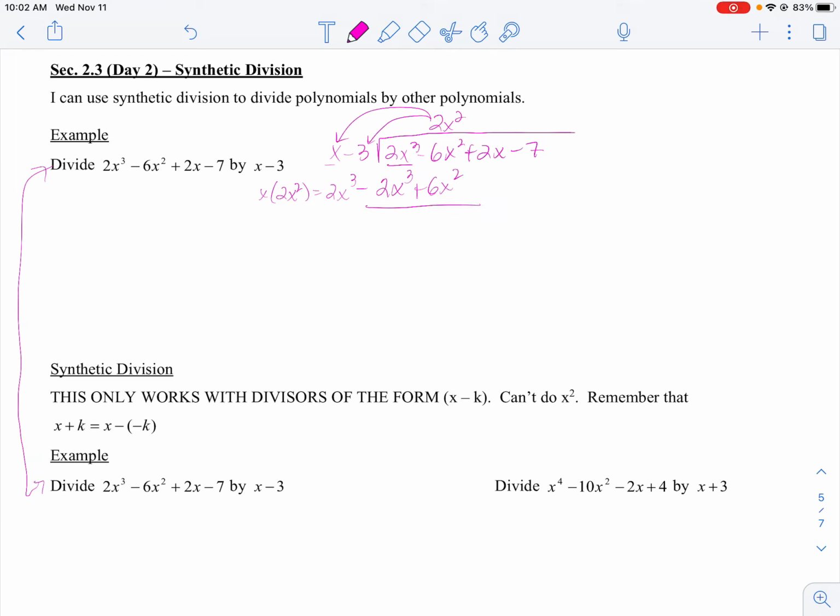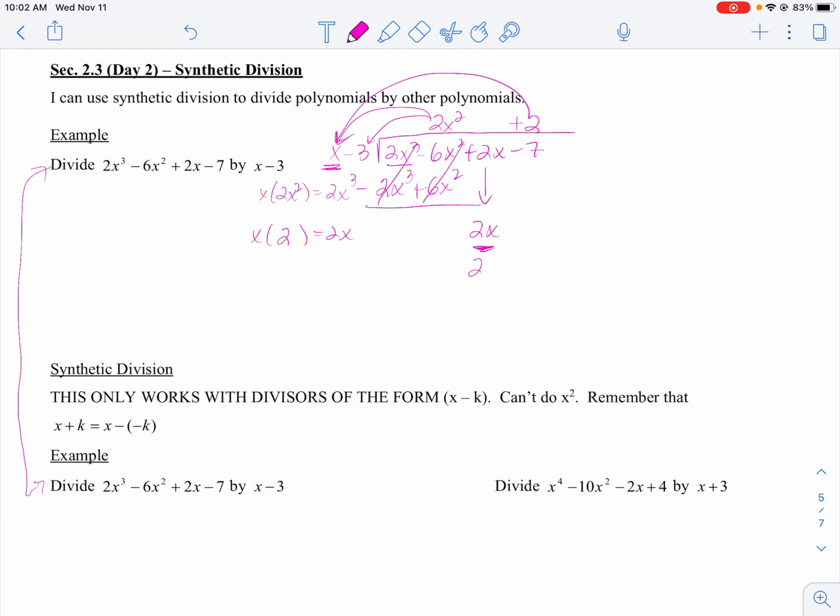Draw my line and switch the signs. These end up canceling, which is okay. So I'll just drop my 2x down. Now I'm doing x into 2x. So what does it take for x to become a 2x? It would just need a 2. And then I'm going to put that above the 7 because I want to keep my numbers in the same column as well. So I'm stacking powers on top of powers and then numbers on top of numbers as well.